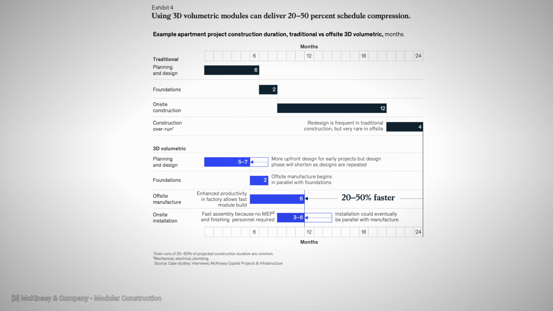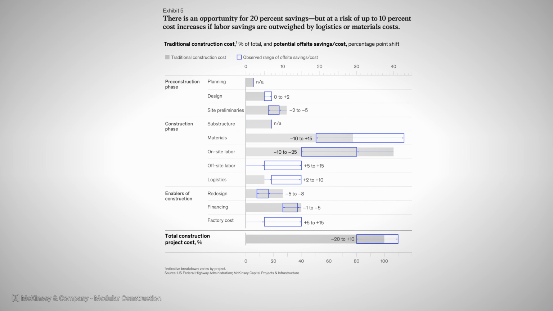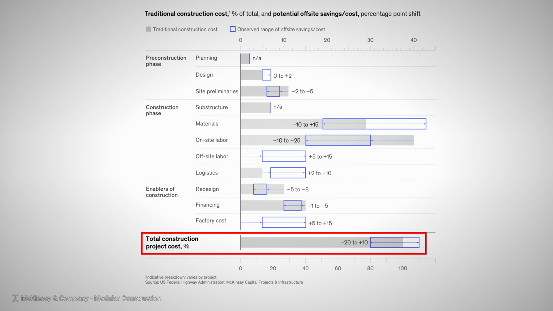Modular construction can cut project timelines by 20 to 50% and reduce costs by up to 20%, making it a highly attractive option for modern building projects.